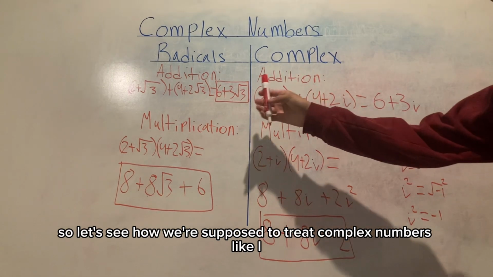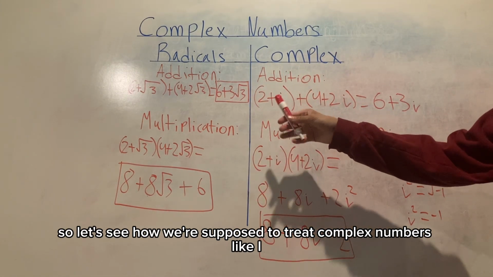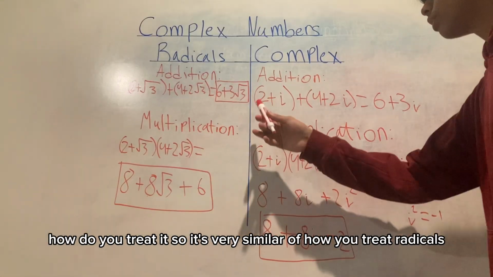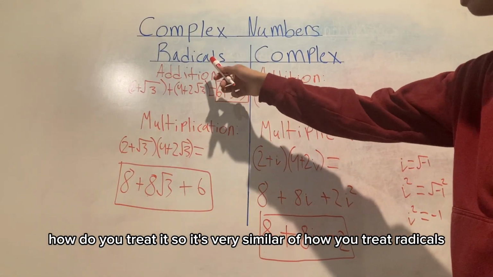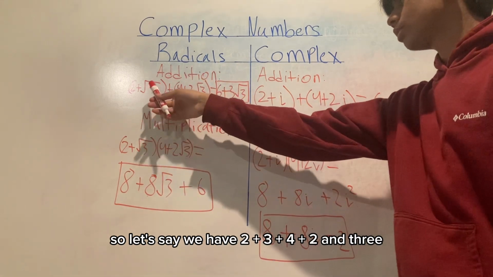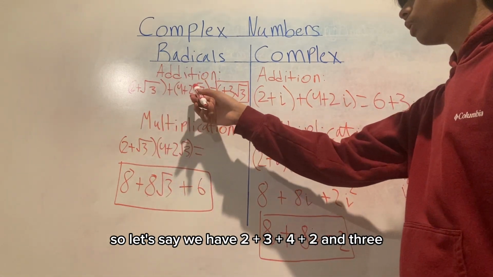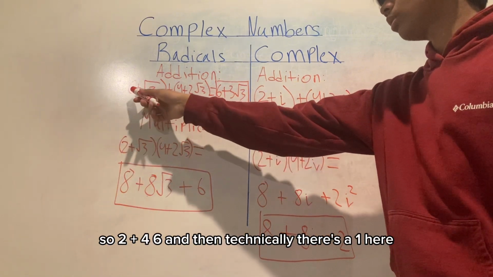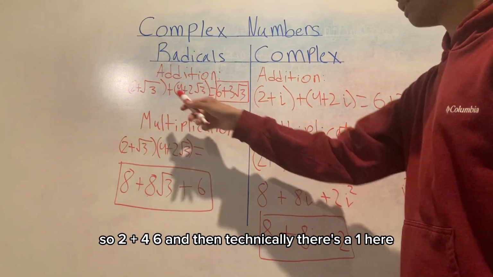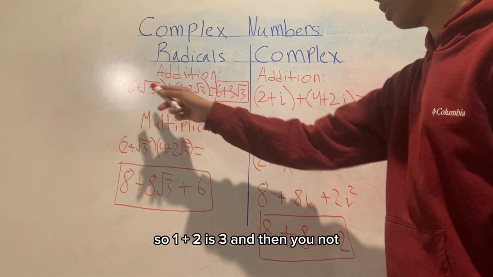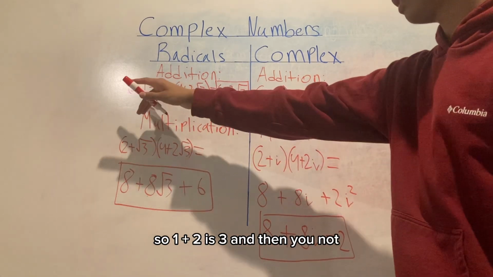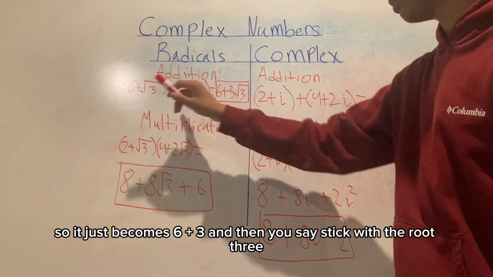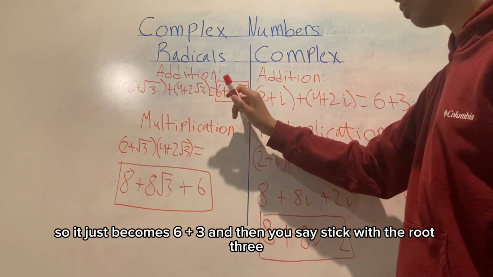Okay, so let's see how we're supposed to treat complex numbers like i. How are you supposed to treat it, like a variable, like an exponent? It's very similar to how you treat radicals. So let's say we have 2 plus root 3 plus 4 plus 2 root 3. Obviously, you just simplify these two real numbers. So 2 plus 4 is 6. And then technically there's a 1 here, so 1 plus 2 is 3. You don't multiply the radicals themselves. So it just becomes 6 plus 3 root 3, and you stick with the root 3.